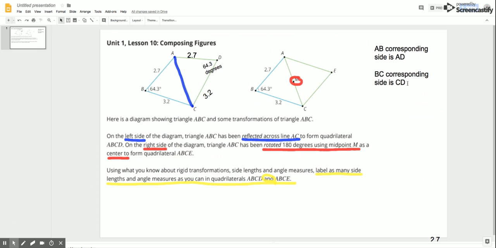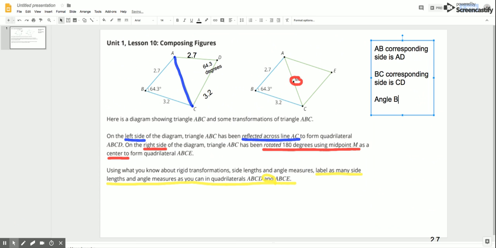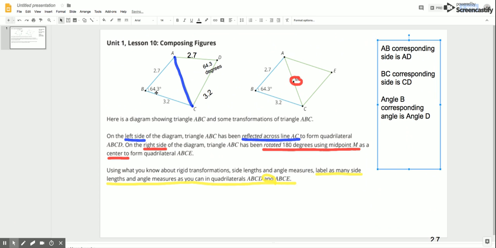And we know that angle B, angle is angle D. Since we know that, we know the measurement of angle D, which also has to be 64.3 degrees.